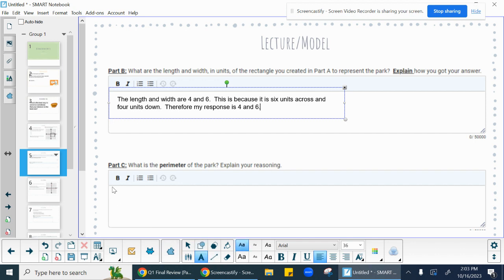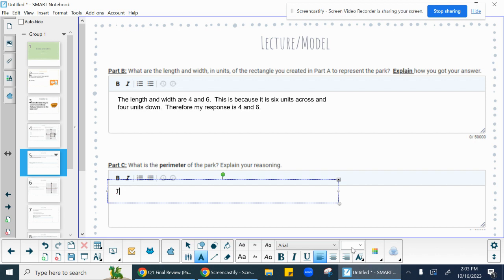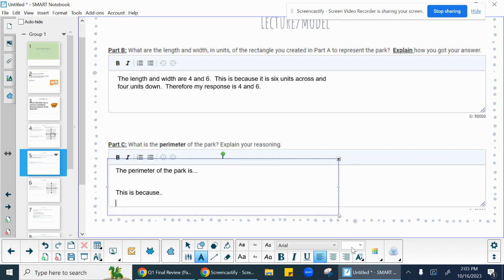Now let's look at part C. What is the perimeter of the park? All right, so we're going to restate our question. The perimeter of the park is, this is because, and therefore my response is. I always like to just type my frames out first just so I know that I'm explaining my work. Okay, so let's work on our this is because, and then we'll get our answer to fill in.